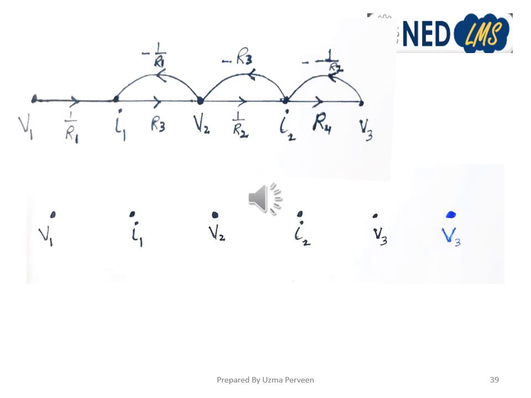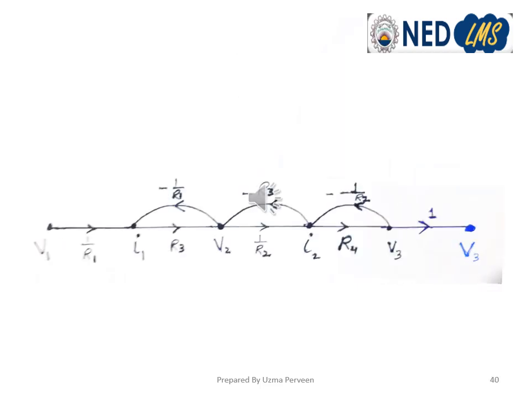So V3 also has an outgoing branch with a branch gain of minus 1 upon R2 towards I2. To make an output node, we again mark a node V3, and we will connect it with the previous V3 by a branch gain 1, and the modified form of the signal flow graph will be like this. This is the final form of the signal flow graph.